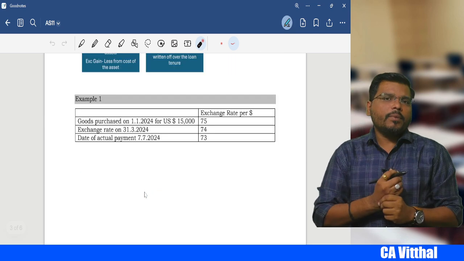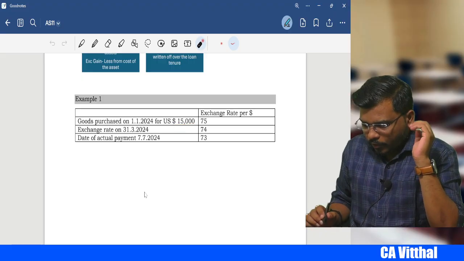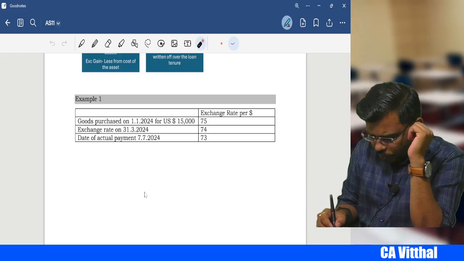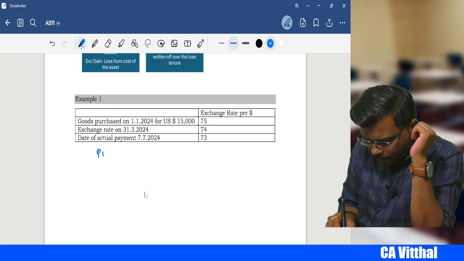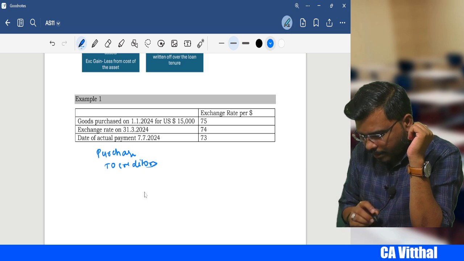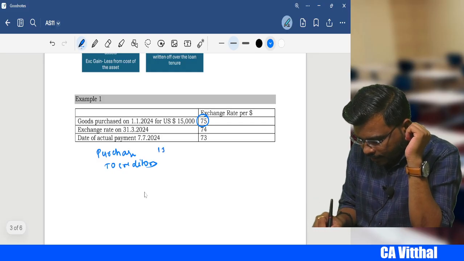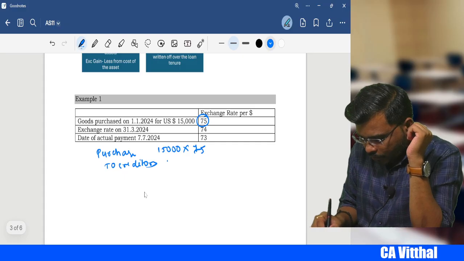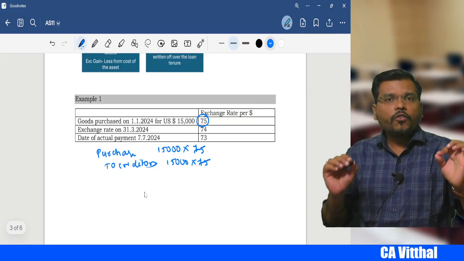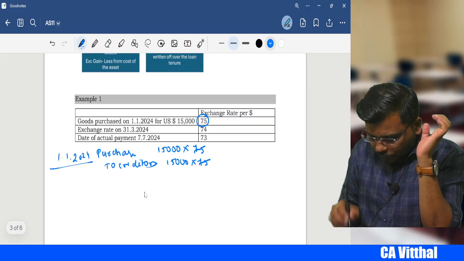Okay, so here is one example. Goods purchased on 1/1/2024, how much, sir? 15,000 US dollars, where $1 is equal to 75 rupees. So when we purchase, what will be the journal entry, my dear student? Purchase account debit to creditors account. How much will be the amount? Initial recognition is at the spot rate. What's the spot rate? 75. So 15,000 into 75. This is called initial recognition at the spot rate of the date on which the transaction is entered, which is 1/1/2024.